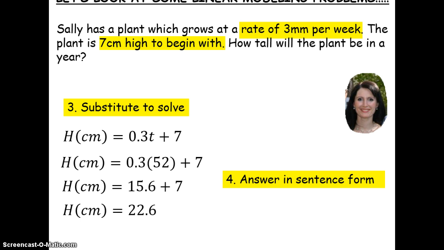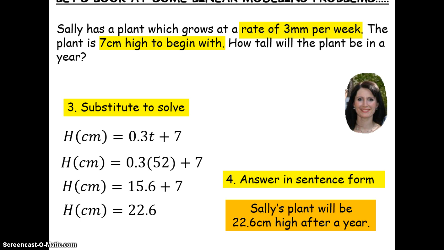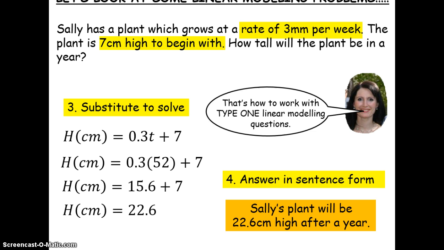Finally, you want to answer the question in sentence form. This is really important. Sally's plant will be 22.6 centimetres high after a year. You would highlight this or circle it to show that this is the final answer after all that working out. So that's type 1 of the linear modelling questions. Let's move on to the second one, which, as we said, was type 2.